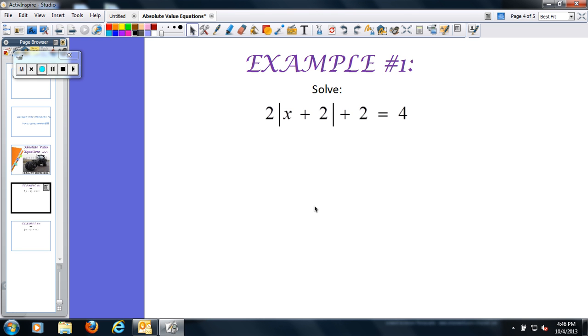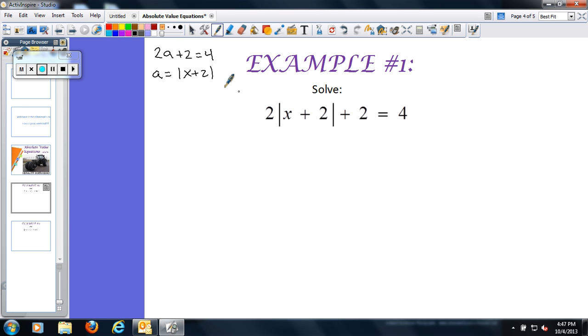Anyways, let's go ahead and look at example 1. If you remember, I did specifically tell you last week that whenever you have absolute values, before you can get rid of the absolute value signs, I must get rid of the numbers outside. You could think of this equation as if you had 2a plus 2 equals 4, where a equals the absolute value of x plus 2. So we're using what we call substitution. We're going to add in a variable to make our problem simpler.